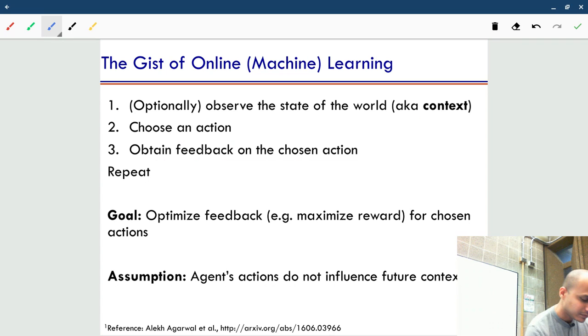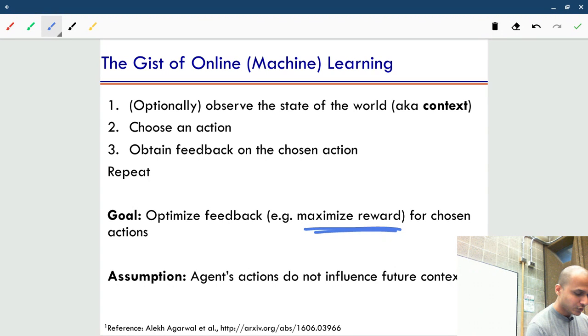And your goal is to optimize feedback. Your feedback could be that you made some money, so your goal is of course to maximize the money you're making for the chosen action. There are actions that you're choosing over maybe 10 days or maybe over the next year, and hopefully those actions are optimizing for the feedback, because that's the only way you're figuring out whether the action was good or not. Okay.